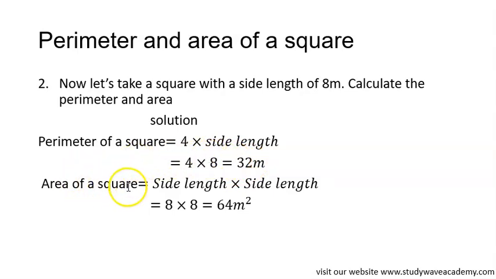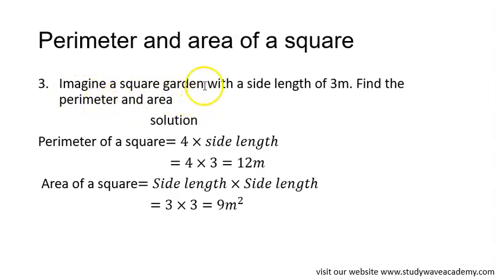The area of a square, to get it, is side length times side length, which here we have the side length as 8 meters, so we have 8 times 8. 8 times 8 is going to give us 64, so we have 64 meters squared. Remember, area is always in the units, is always squared. So we have 64 meters squared, okay? So I'm sure by now we're able to find the perimeter of a square and area of a square, right? Good.